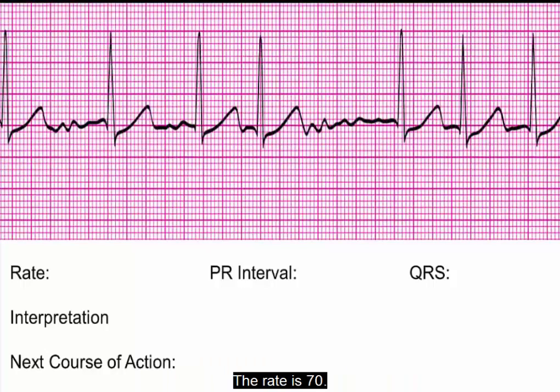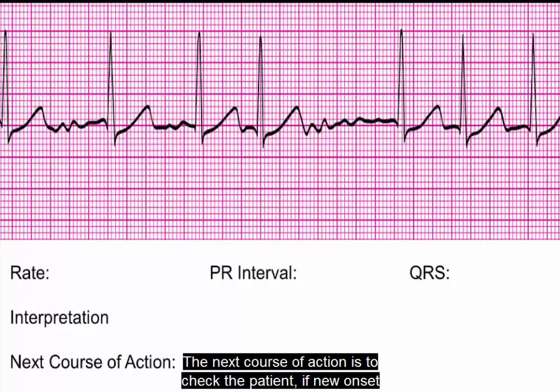The rate is 70. The PR interval is unable to determine. The QRS is 0.08. The interpretation is atrial fibrillation. The next course of action is to check the patient. If new onset or patient is symptomatic, then notify the physician.